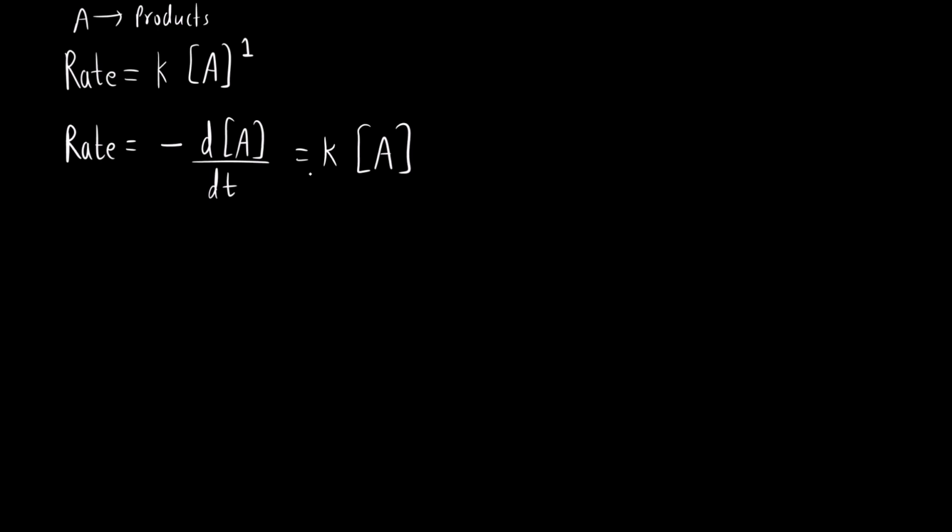What I can do is rearrange slightly. 1 by A into dA by dt is equal to minus K. This dt I am bringing here, so minus K dt. Okay, so we have got this expression. Now what do we have to do? We have to do integration.